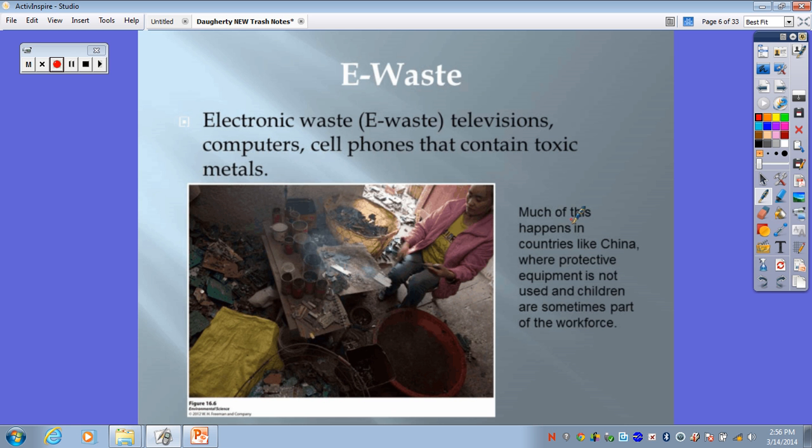Here it says, much of this happens in countries like China where protective equipment is not used and children are sometimes part of the workforce. Oh, this is talking about recovering metals from electronics. A lot of this does go down in developing countries. We send a lot of our e-waste to these developing countries, and we don't really know what else to do. So we send our electronic waste to these developing countries where the people who live there are put in dangerous situations trying to recover those metals to make money from them.